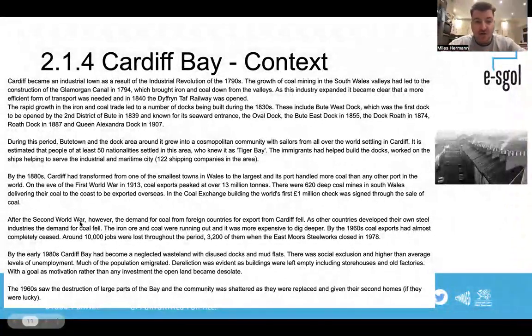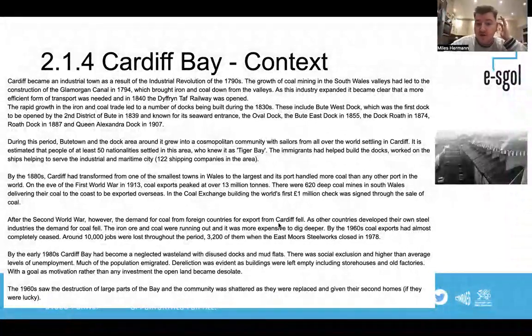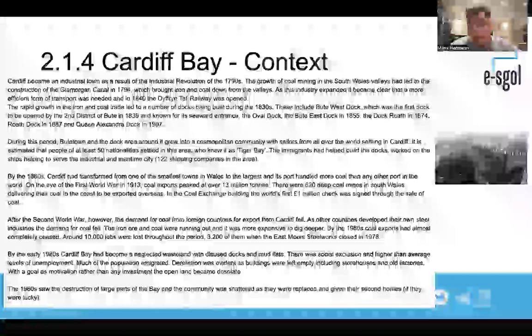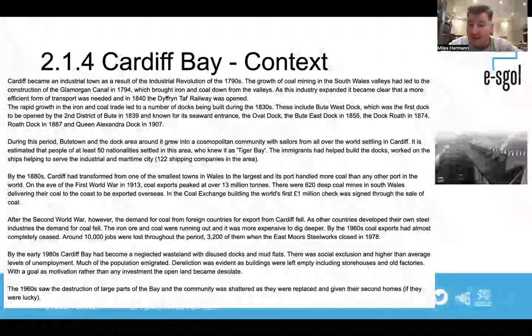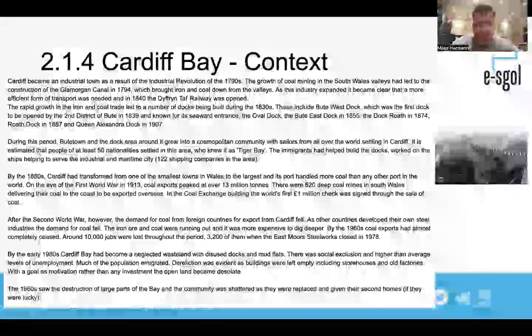However, things started to change after World War II. The demand for coal from foreign countries for the export from Cardiff fell. The steel industries also fell in the area, and by 1960, coal exports had almost completely ceased. Around 10,000 jobs were lost throughout this period, and 3,200 were at the Eastmoor Steelworks that was closed in 1978.